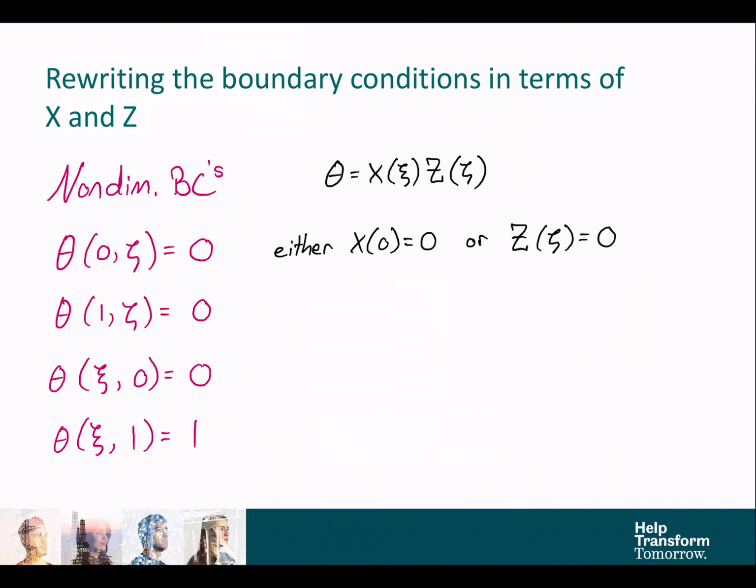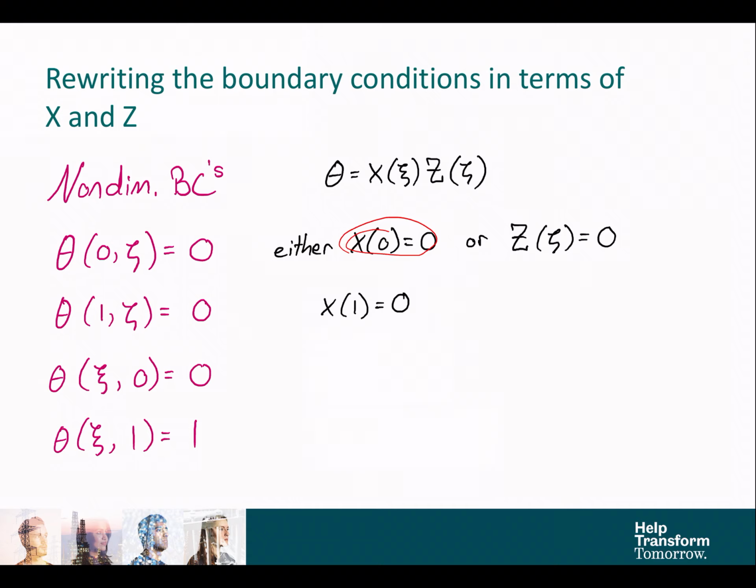But it would be incorrect for Z of zeta to equal 0 because that would completely remove the Z dependence from this problem, and that's aphysical. We know that there is a Z dependence of the heat transfer in this problem, so that means we have to choose X of 0 equal to 0 for our boundary condition.